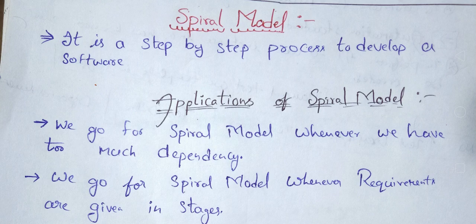First he gives us the first requirement, we develop it, we test it and we put it aside. Then he comes again and gives another requirement, we develop it, test it and put it aside. Like that he gives us requirements stage wise. And whenever we find too much dependency between the modules, then we go for the spiral model.